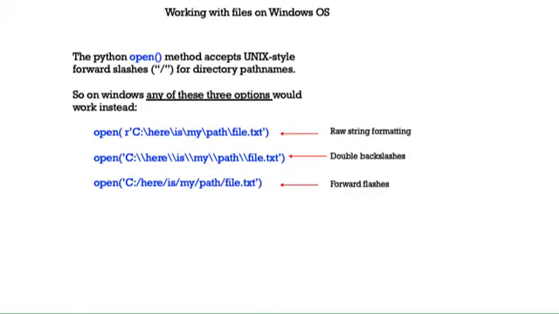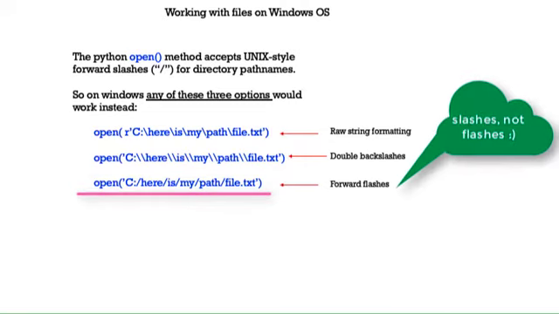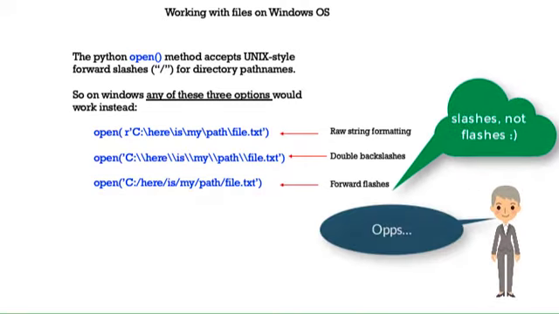Just a note for anybody who has occasion to manipulate files using Python on a Windows operating system. The Python open method accepts Unix style forward slashes for directory path names. So on Windows, any of these three options below would work instead. You could either invoke the raw string method, as we have in the first example. You could use double backslashes, or finally you could use forward slashes. Either one of those would work just fine.